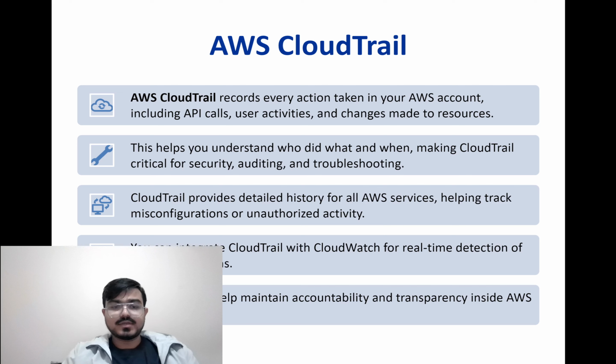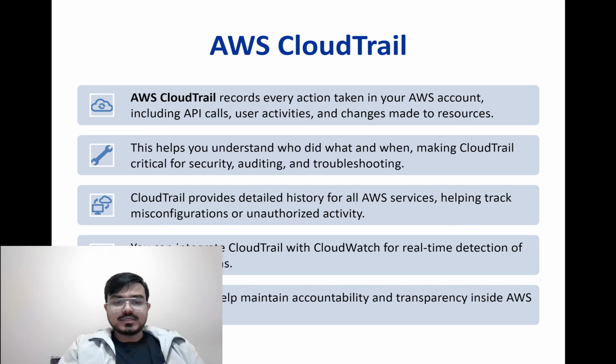Let's move to the next one. So next we have AWS CloudTrail, which records every action inside your AWS account. So CloudTrail keeps track of who did what, when they did it, and from where. So this includes logging API calls, console actions, permission changes, and more. So this is extremely important for security because if something goes wrong or if someone makes a mistake, you can trace it back instantly.